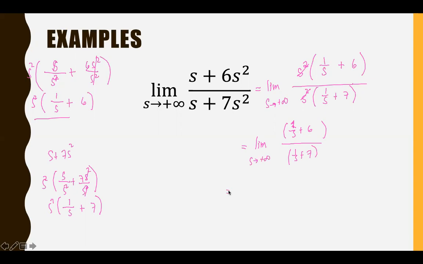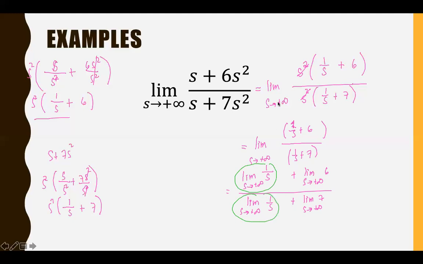So perhaps you can apply some limit rules on division. We can have the limit of 1 over s as s approaches positive infinity plus the limit of 6 as s approaches positive infinity, all over the limit of 1 over s as s approaches positive infinity plus the limit of 7 as s approaches positive infinity. If you notice, the expressions are now expressed in terms of the theorem discussed earlier.